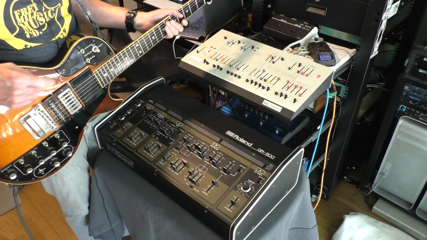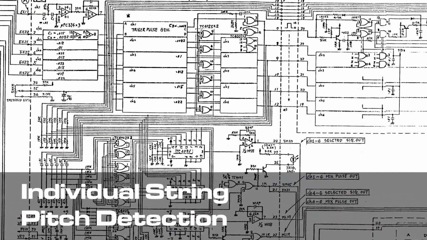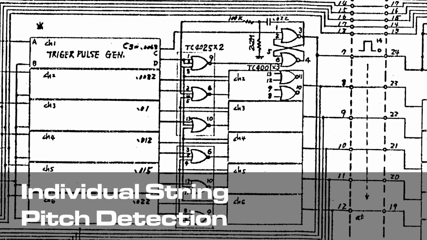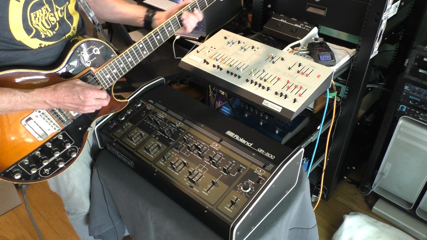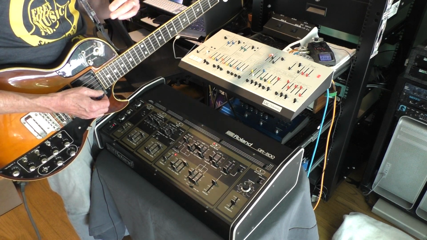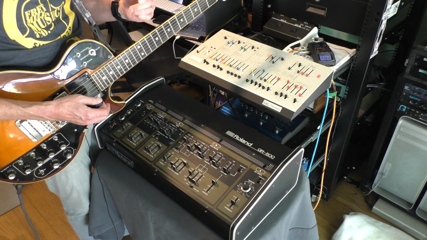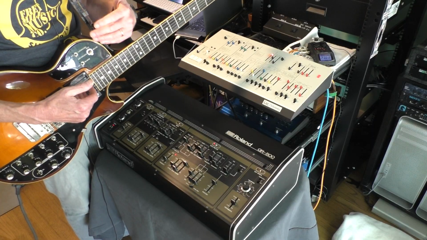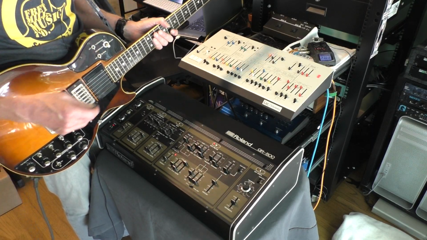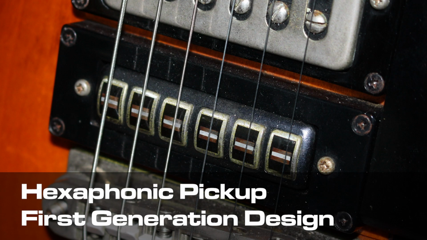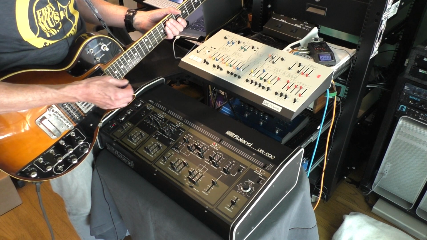The reason I say that is that each string has a dedicated pitch detection circuit, and each string is optimized for the frequency response of that string. So we would do filtering that makes the A string track really well, and those values would be very different for the B string. So we have optimized filtering for each string, and to do that requires a hexaphonic pickup system, and it also requires these dedicated pitch detection circuits. You can hear everything works really, really well on the GR-500.